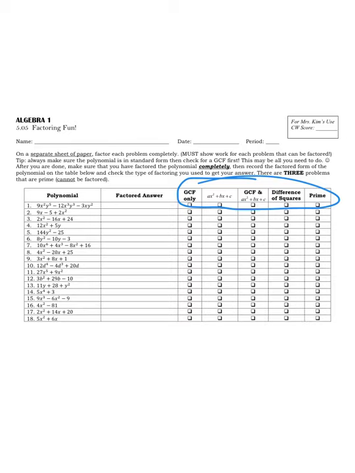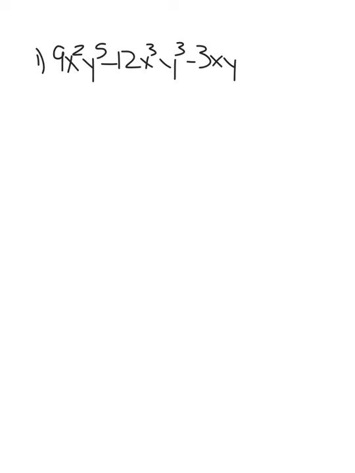So let's look at number 1. I'm going to go to the blank page here. So here we are, number 1. The problem we're going to factor is 9x squared y^5 minus 12x^3 y^3 minus 3xy squared.